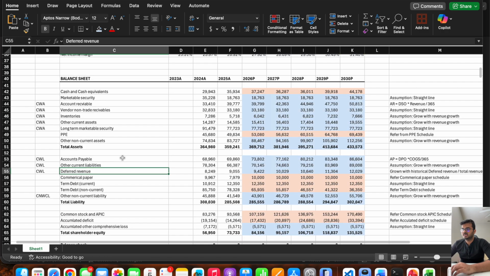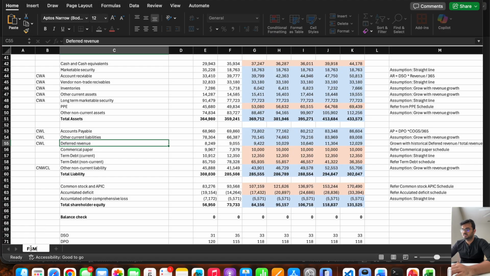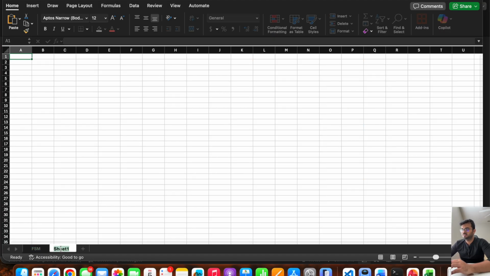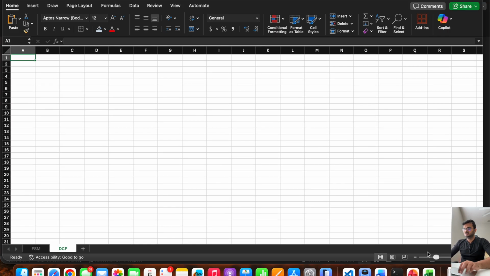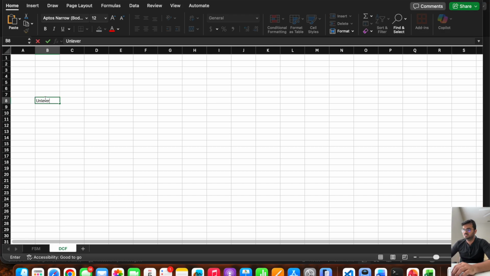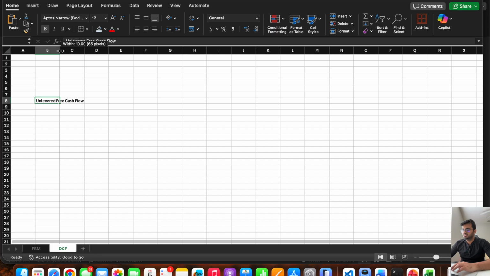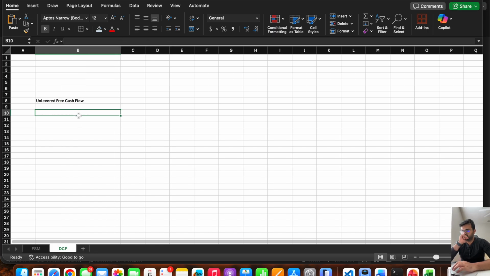So this is the tab where I calculated the financial statement model. Maybe I'll just rename this tab and create a new tab called DCF. To start with, the first step is unlevered free cash flow. Again, as I mentioned, for calculating the unlevered free cash flow, we will start with operating income, and then from there, let's go ahead.